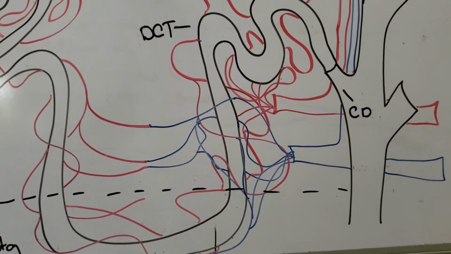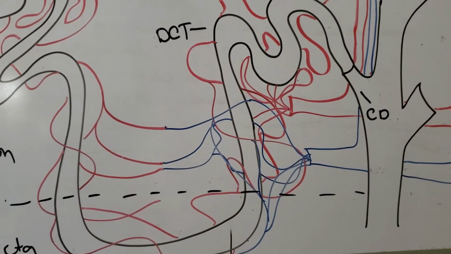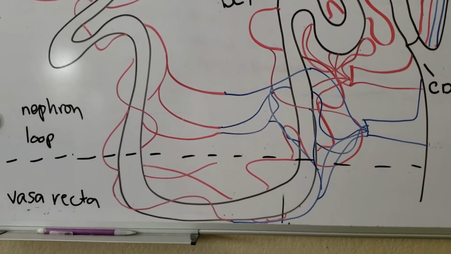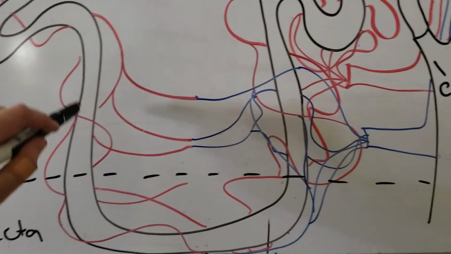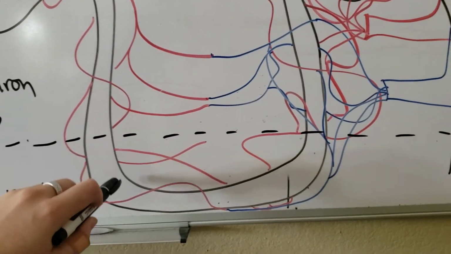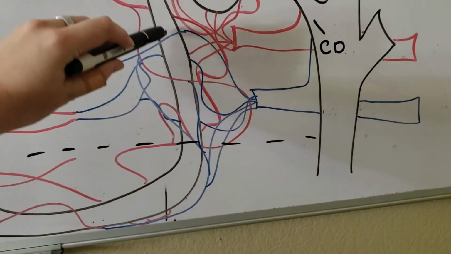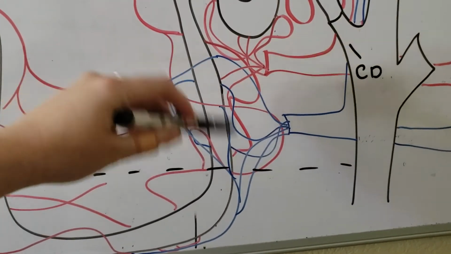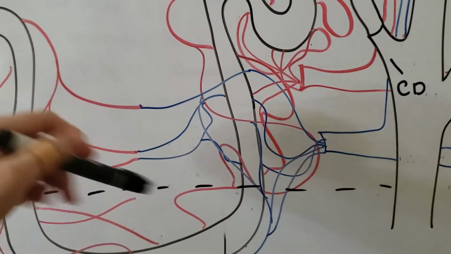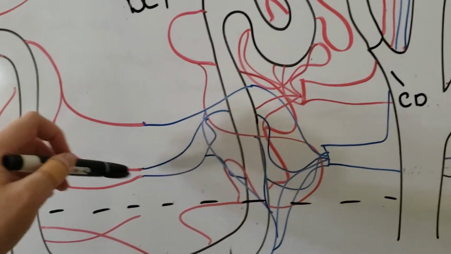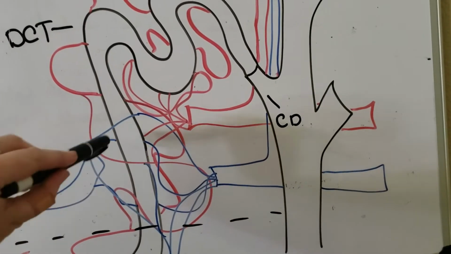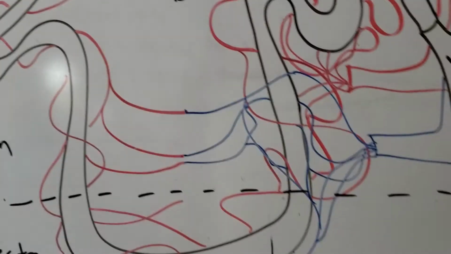Lastly is water conservation. Water conservation occurs also in the nephron loop and the vasa recta, primarily through the countercurrent mechanism, where the descending limb reabsorbs water and the ascending limb reabsorbs salt. So they balance out the water of the body. Water gets reabsorbed here, which means salt follows it. Salt gets reabsorbed here, which means water follows it. And they can go back and forth, basically.